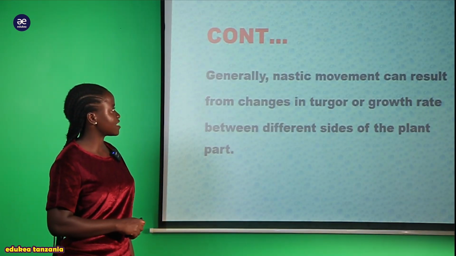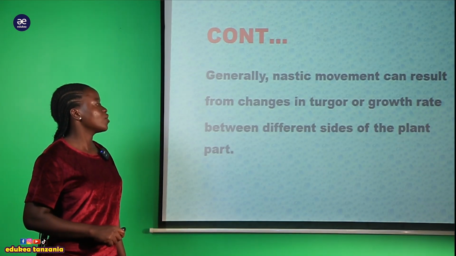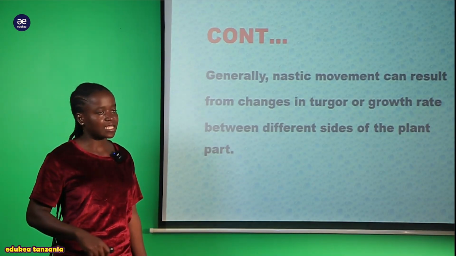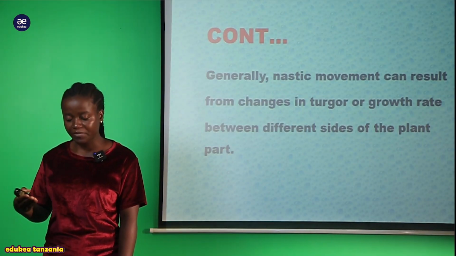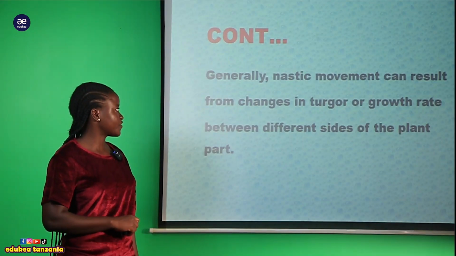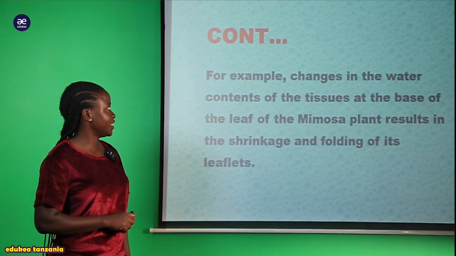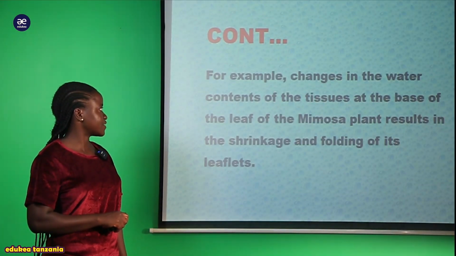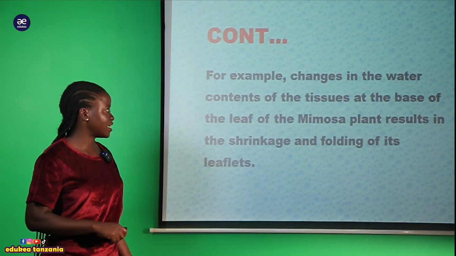But generally, we can say that nastic movement can result from changes in the turgor or growth rate between the different sides of the plant part. So we can say that nastic movement in general responds to the turgor or the growth rate of different sides. A good example here is the changes in the water content of the tissue at the base of the leaf of the Mimosa pudica, resulting in the shrinking and the folding of the leaflet.